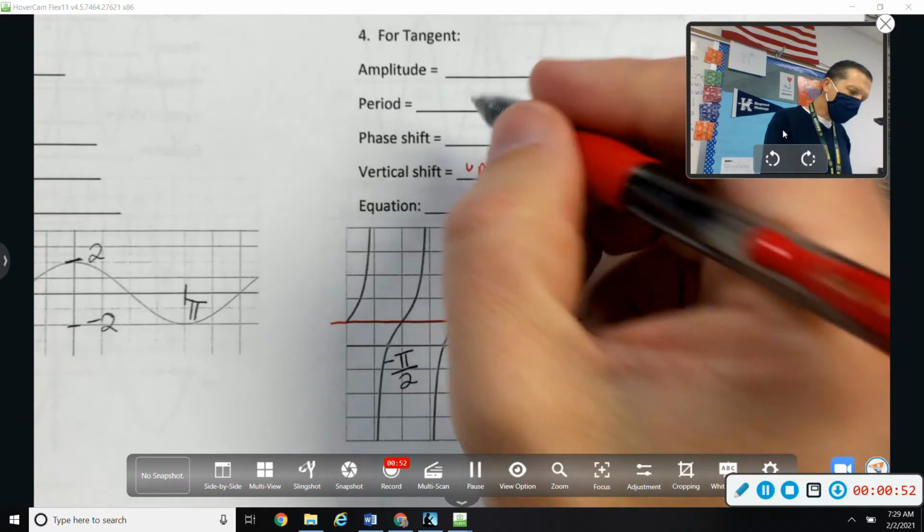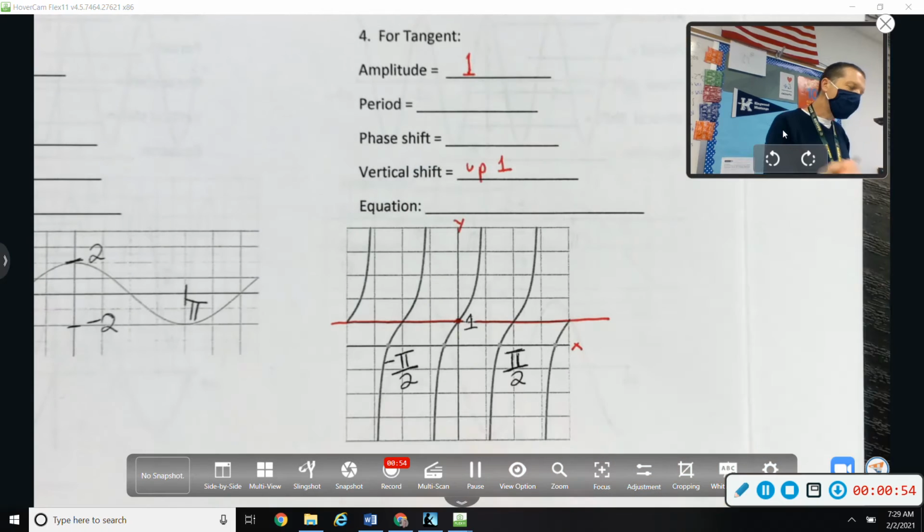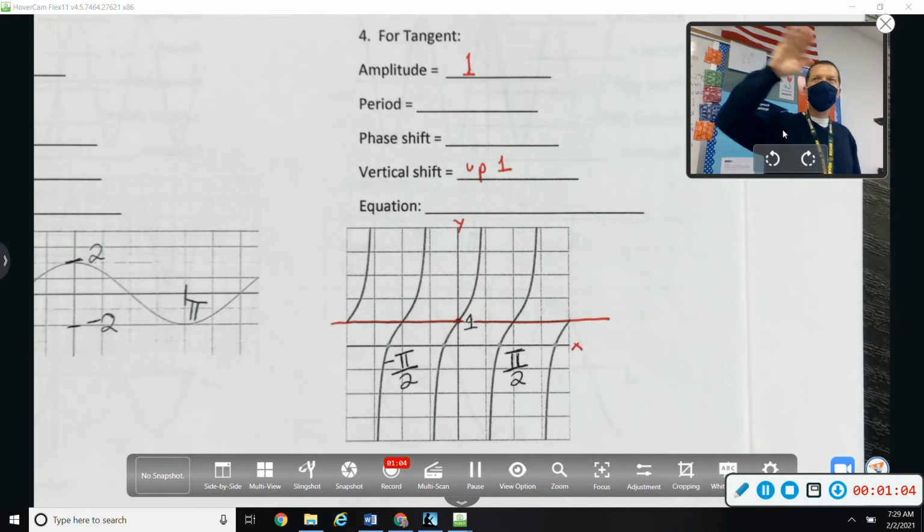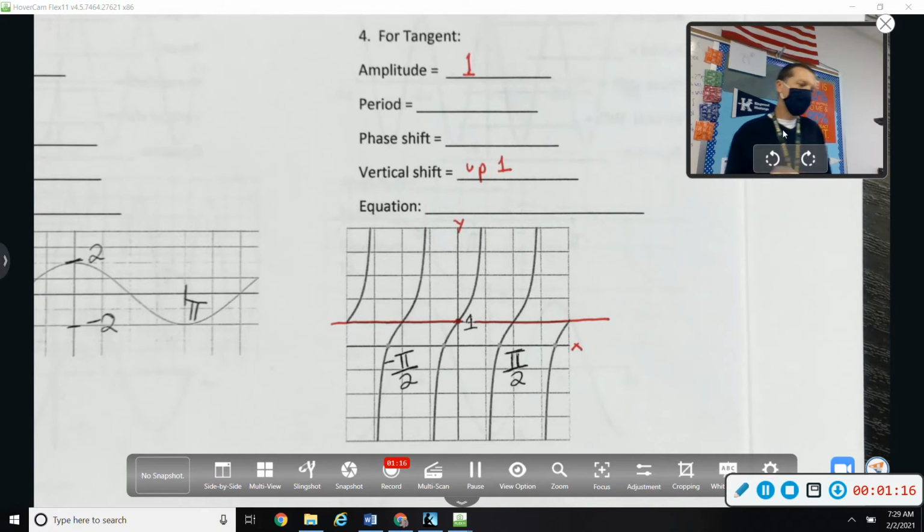The amplitude for tangent for us is always going to be 1, because it's just too hard to tell otherwise. All it would do is stretch it out more, and it would be tricky to tell. As opposed to sine and cosine, where there's a clear top of the mountain when you stretch it out. With tangent, when you stretch it out, it looks a little bit different, not much different. So for us, our amplitude will always be 1, because it's too tricky to tell if it's anything other than that.